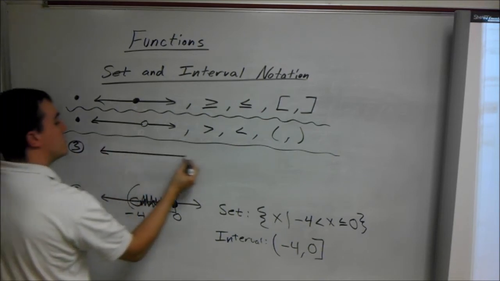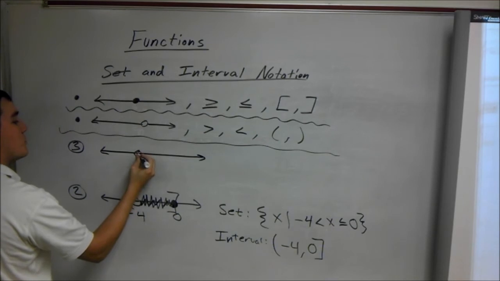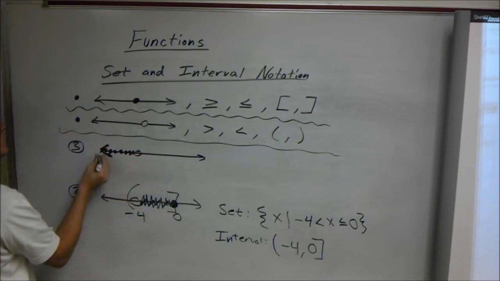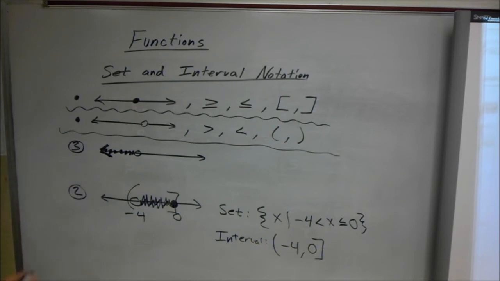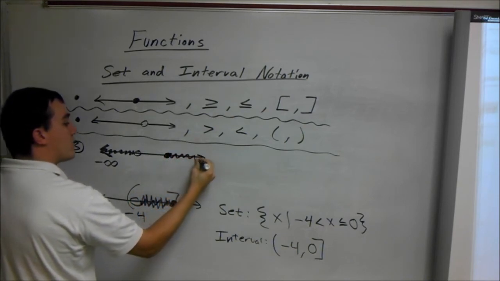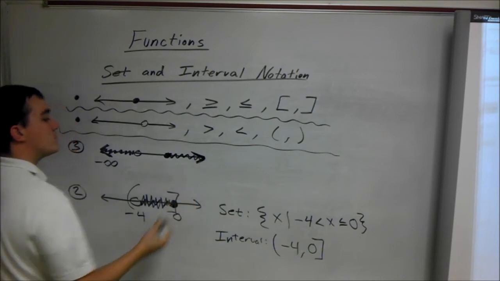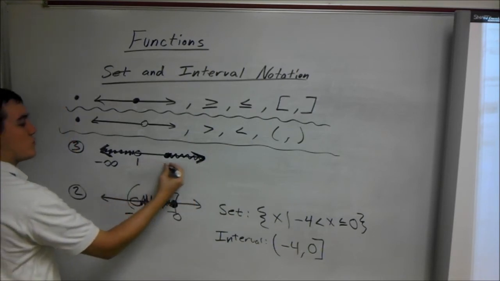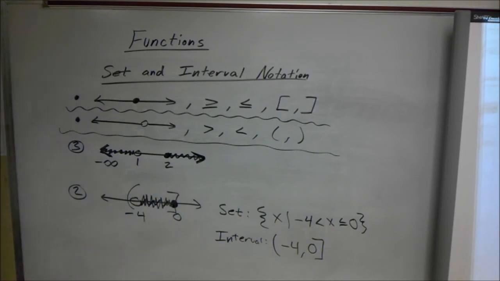Let's say it's an open circle, but it's going all the way this way, forever and ever. Well, forever and ever that way is actually called negative infinity, because it goes on forever. And say we had a closed circle, forever this way. Well, this is a little bit different. Say this was 1 and this was 2. So we're just skipping the space between 1 and 2, and we're not including 1.